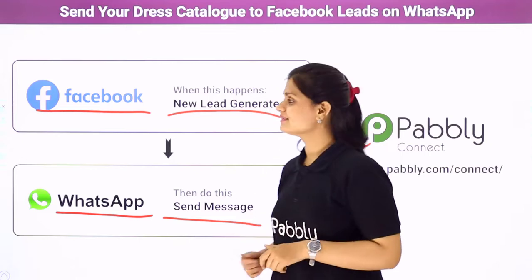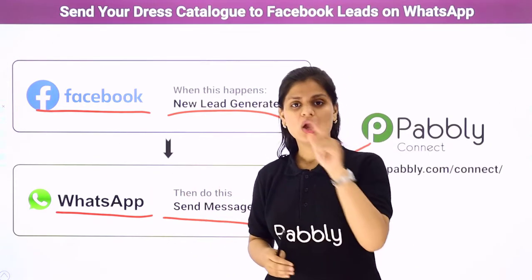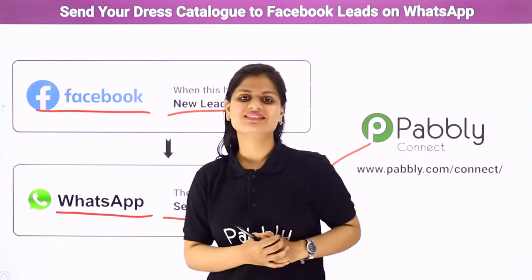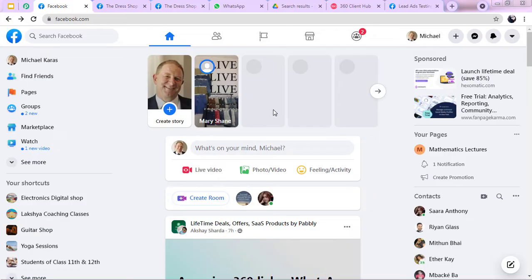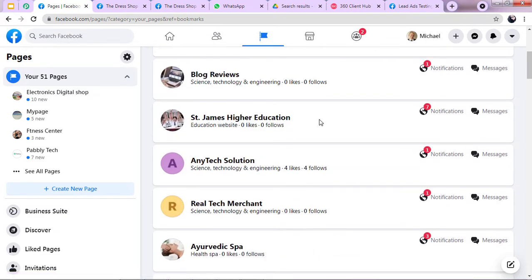So now let us understand this complete process, how I am going to build this automation on my screen along with a real-time example. Okay guys, so here you can see this is my Facebook account, and here I have created several pages. So let me show you. You can see these are the pages which I have created in my account.